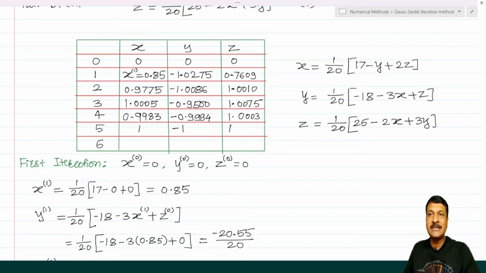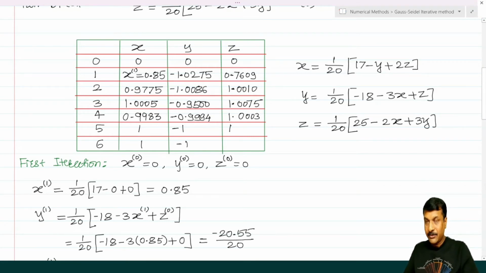So x by using recent values of y, z. So I am getting 17 minus y is minus 1 plus 2, z is 1. So that value 20 by 20. So I am getting 1. Next is minus 18 minus 3x, x is 1, recent value is 1 plus z. Z is 1. So it is minus 20 by 20. I will get here minus 1.